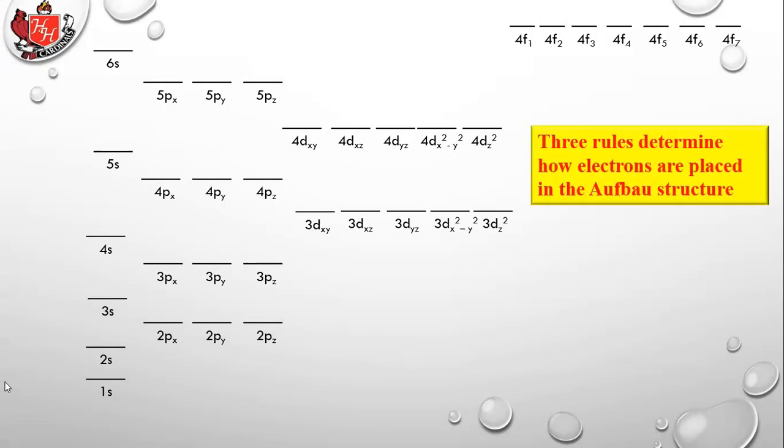Okay, so 3 rules determine how electrons are placed in the Aufbau structure. The first is the Aufbau principle, that electrons fill the lowest energy level first. So the 1s is going to be completely filled before we go to 2s. 2s is going to be completely filled before we go to 2px, 2py, 2pz. Those 3 different sections are going to be completely filled before we go to 3s, and so on.